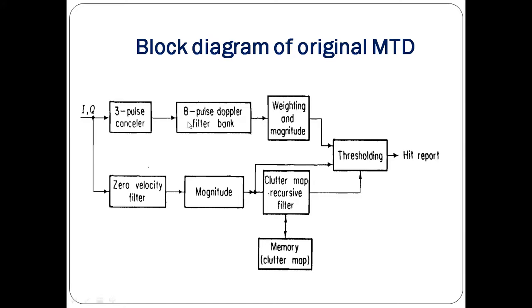What's the use of the 3 pulse canceller? The 3 pulse canceller reduces the dynamic range of the signals which the Doppler filter bank has to handle, and at the same time it compensates for the lack of adequate cancellation of stationary clutter in the Doppler filters. So that is the purpose of the 3 pulse canceller. It will take 3 pulses at a time, so it is equivalent to a double delay line canceller.